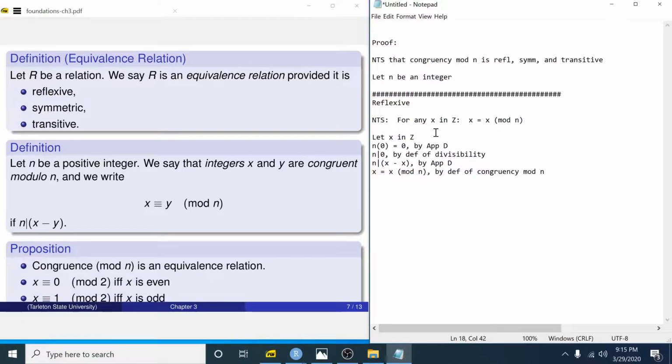So we let x be an arbitrary element of Z. n times 0 is 0. That's a basic fact of the integers that we have in appendix D. That implies that n divides 0 by definition of divisibility. Because x minus x is 0, that implies that n divides x minus x, again by appendix D. And then that means x is congruent to x mod n by definition of congruency mod n. But now notice what we've done. We've taken an arbitrary element x in Z and shown that it's congruent to itself mod n, but that's what it means to be reflexive. So the conclusion here is that congruency mod n is a reflexive relation.